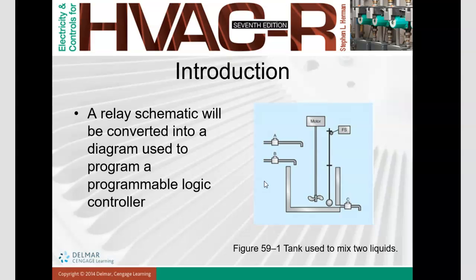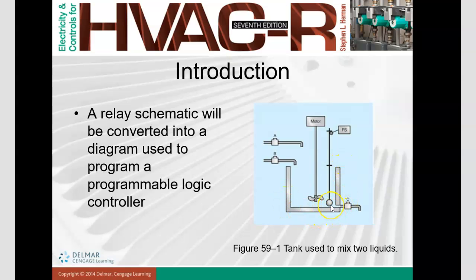Before that, this is an example. We are trying to convert a relay schematic from this diagram to a PLC, programmable logic control. Here we have two inlet pipes, with solenoid valve A and solenoid valve B. When these two are open, the two liquids come in and fill this tank.